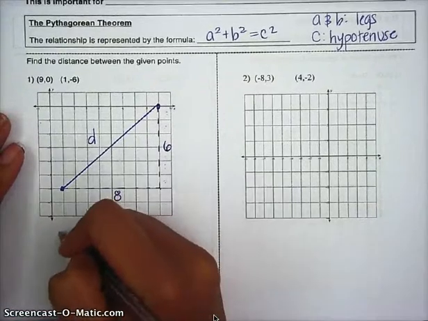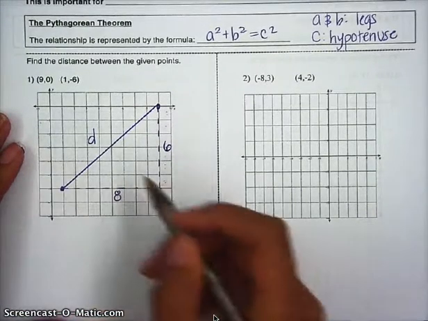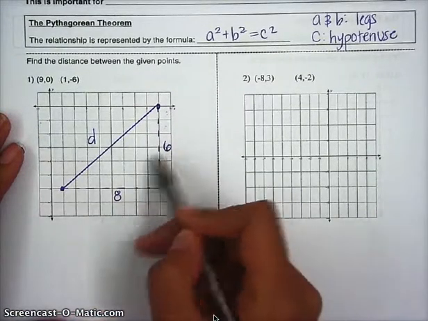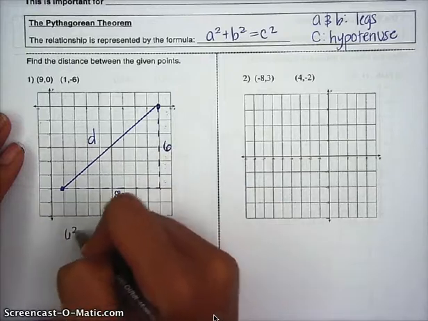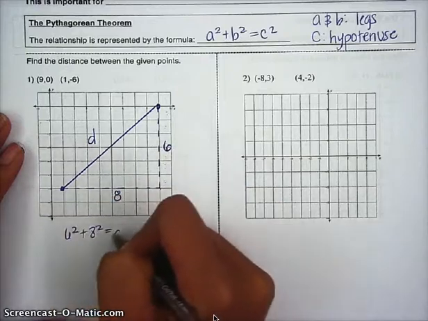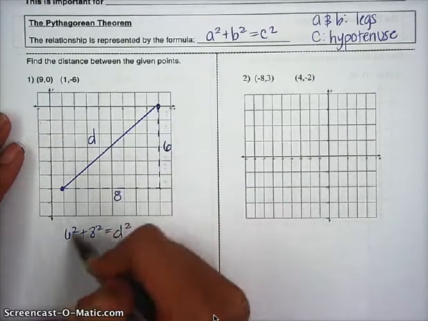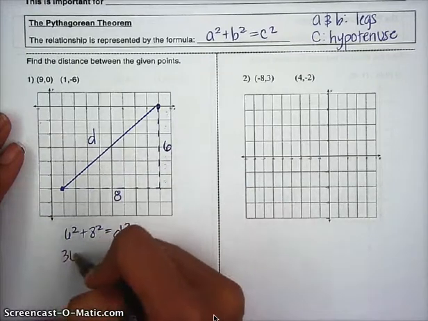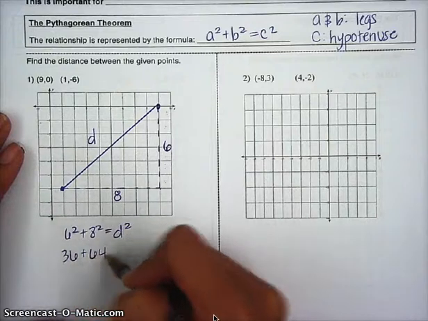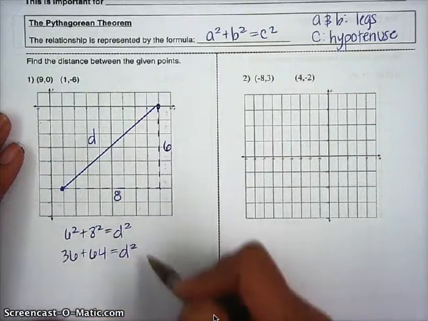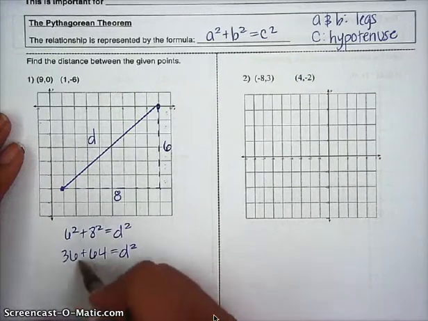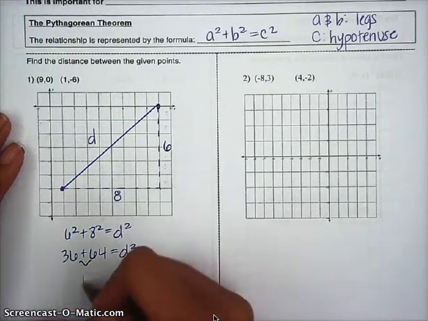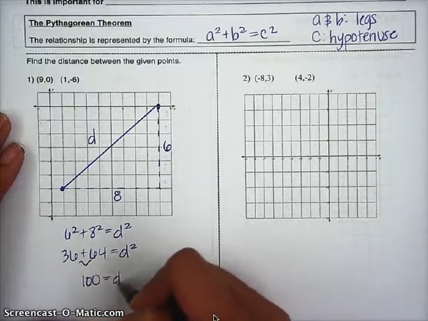So the Pythagorean theorem is a squared plus b squared equals c squared. So I'm going to square the legs. So 6 squared plus 8 squared equals d squared. I'm going to simplify what I have. 6 squared is 36, 8 squared is 64, and that equals d squared. Now I'm going to combine these 2 because they are like terms. It's going to give me 100 equals d squared.